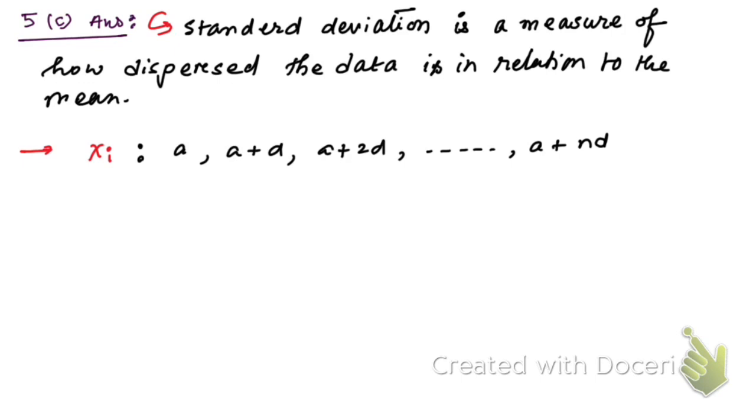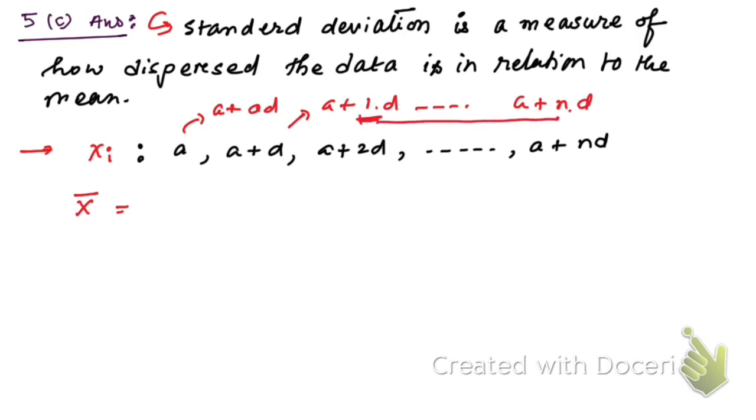First let us find the mean of this data. How to find the mean? You can consider the first term as a plus 0 into d, and then the next one is a plus 1 into d, and so on, up to a plus n into d. From 1 to n there are n terms, and including the first there are n plus 1 terms. Hope you have understood this.